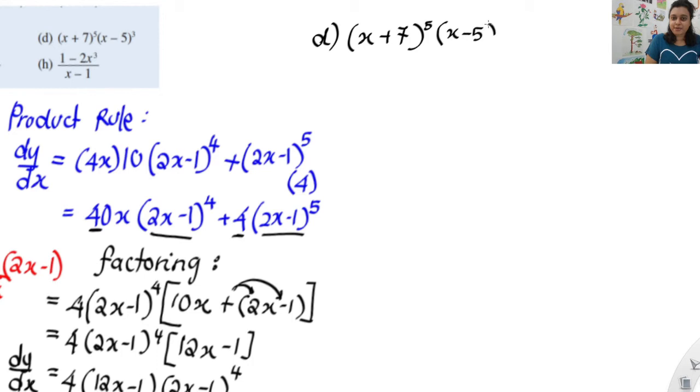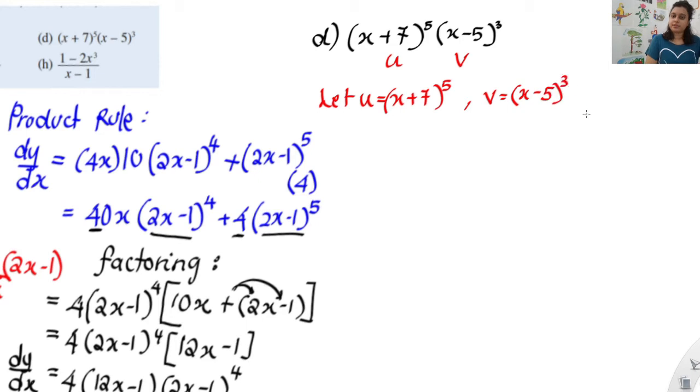x minus 5 power of 3. Now, if you see both are written side by side, always remember product rule. When you have equations written side by side, this will be the u, this will be the v. Don't get confused just because here got power and here got power. Nothing to get confused. So you let u equal to x plus 7 power of 5. Then you let your v equal to x minus 5 power of 3.